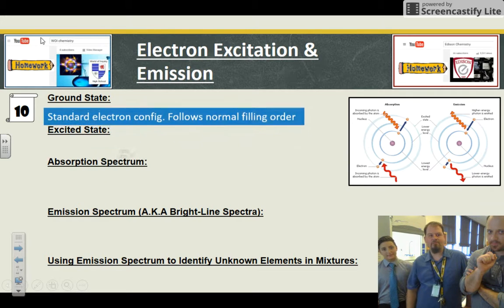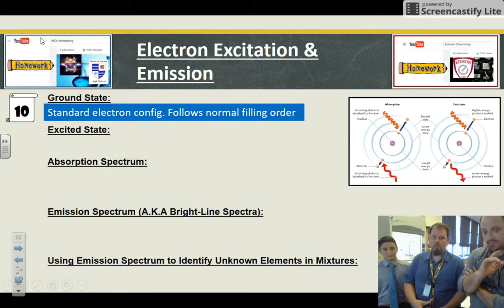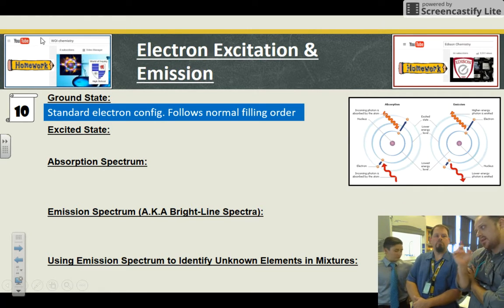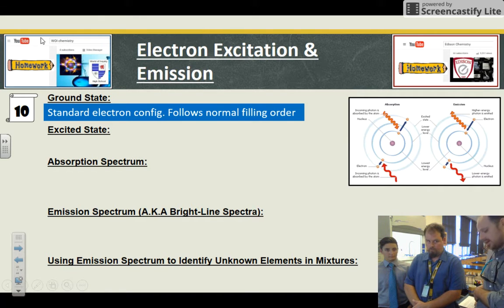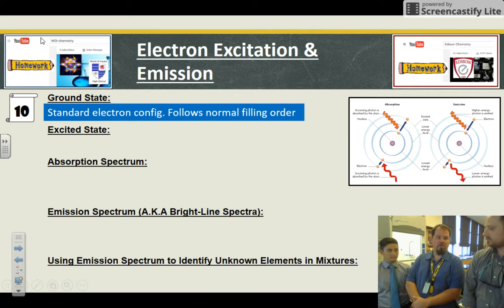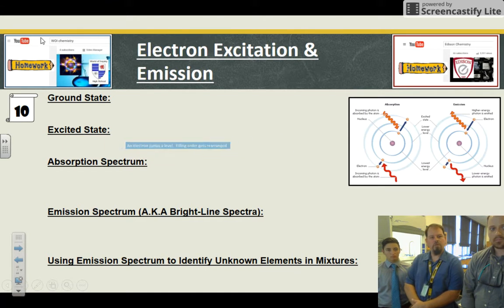Ground state electron configuration is how you find the atoms when they're relaxed. It follows the normal filling order, 2, 8, 8, and these are the values that you find on the standard periodic table. If I deviate from that, it is now excited in some way. An electron jumps up a level and the filling order gets rearranged to show that the electron is somewhere else now.